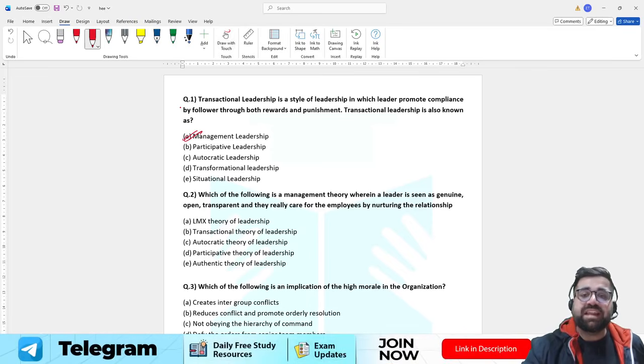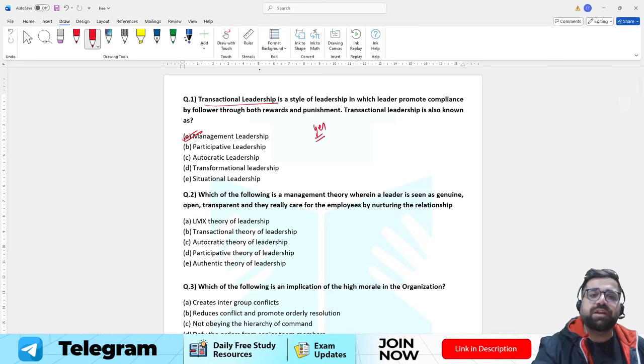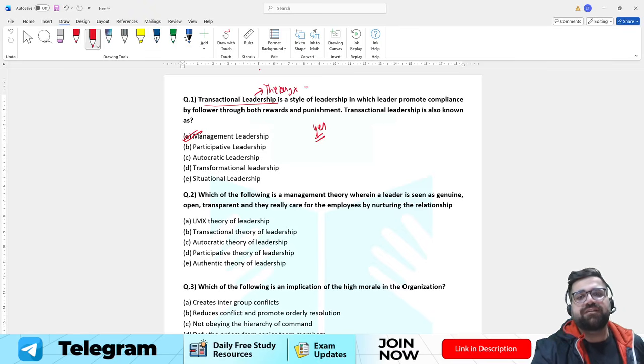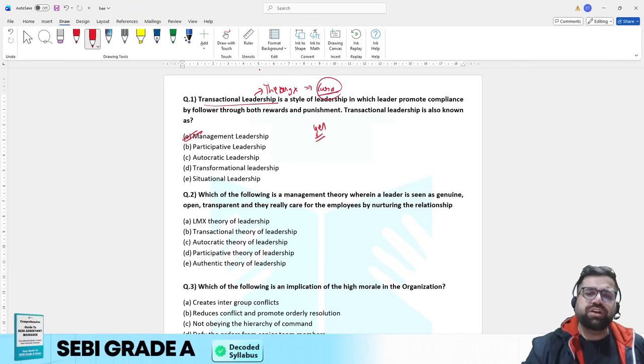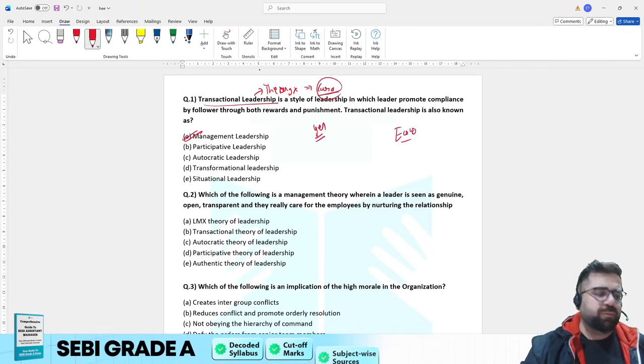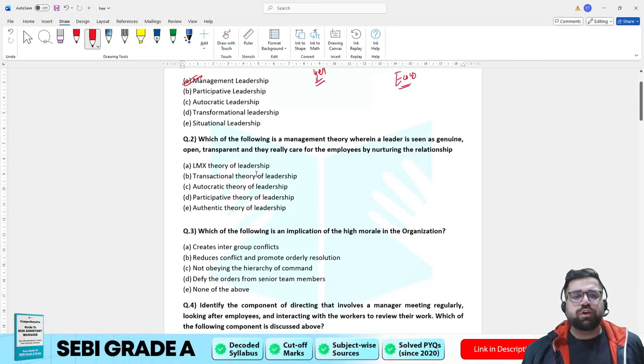Now, is this easy? The answer is yes. This is very easy. A transactional leader is that particular person who has the characteristics of theory X, and he will definitely use the carrot and stick approach, which we have discussed a lot. So according to me, this question is easy. It should not take more than 10 seconds of your time to solve this question.